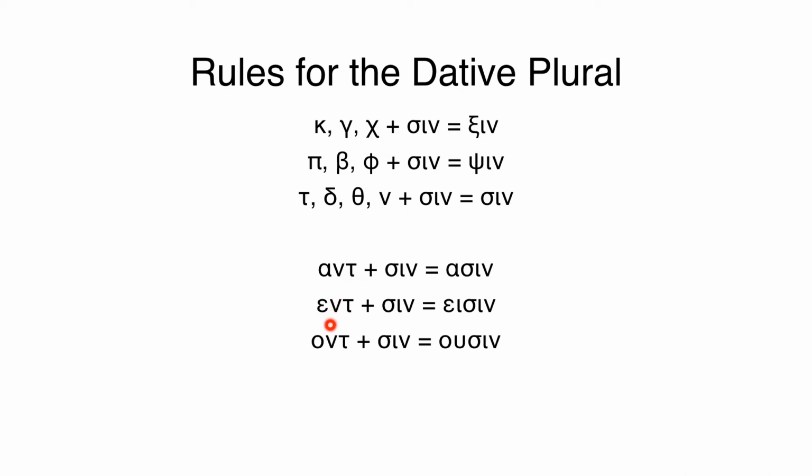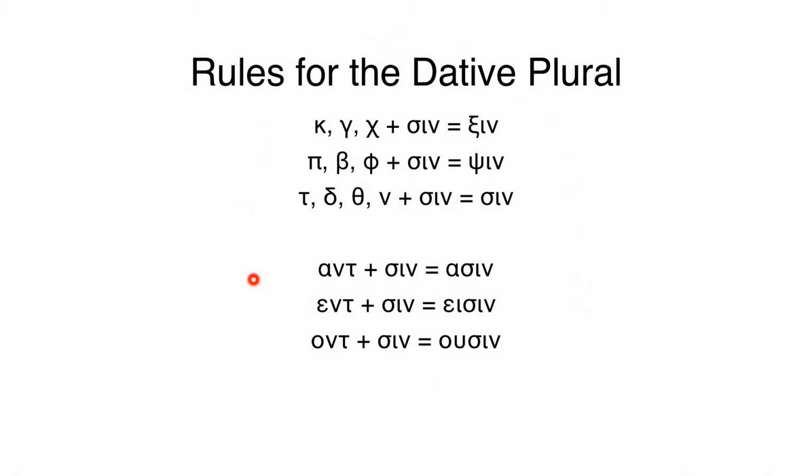When we have ent plus sin, we get isin. So again, the nu and the tau drop out, but we also have a lengthening with the iota to get isin. When the ending ont is added to sin, then we have usin. So again, the nu and the tau are dropped out, but we have a different kind of lengthening, this time with an upsilon.